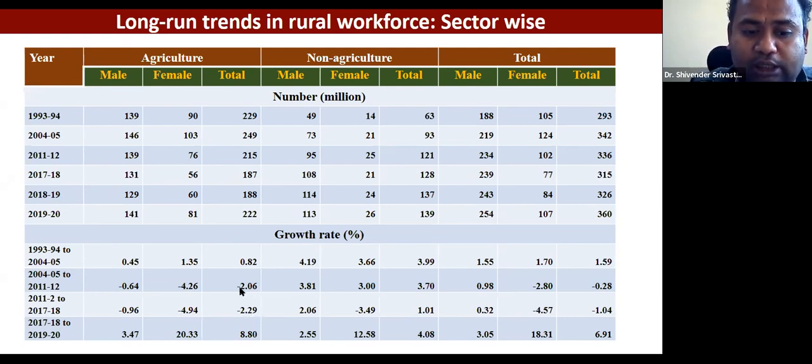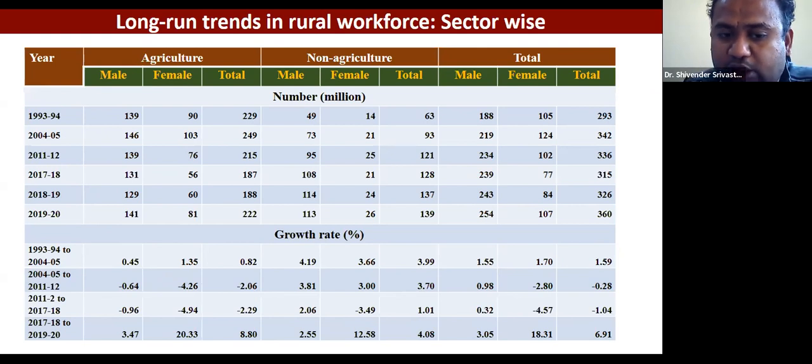If you disaggregate this decline by female and male, you can clearly find that the decline is primarily by the female workers, which has declined by more than 4% or something, and male workers have withdrawn by less than 1% or something. So it is the female workers who are withdrawing from agriculture, and they are leading to an overall decline in the total rural workforce also, because the decline in the workforce is more striking or higher as compared to the increase in the non-agriculture households.